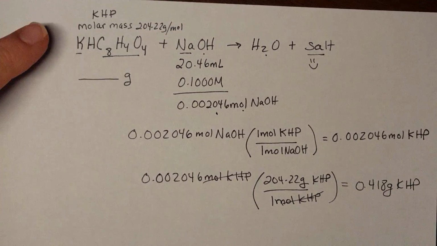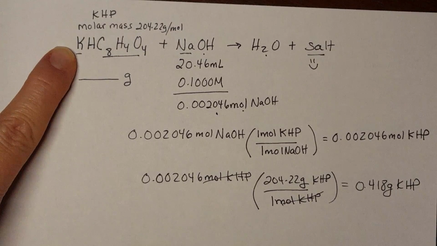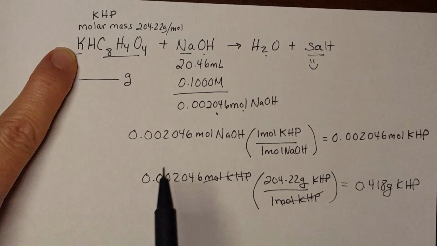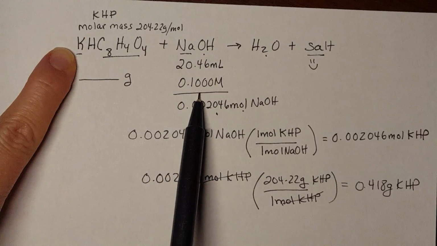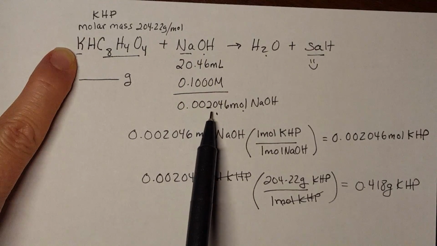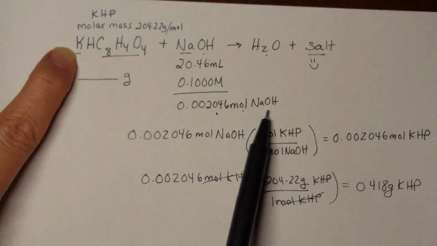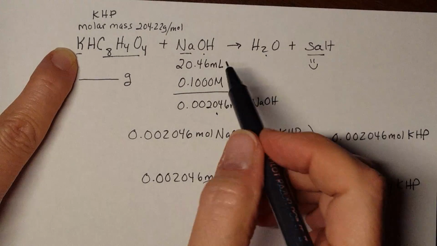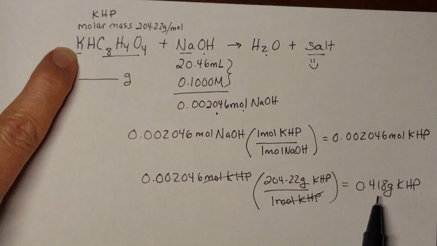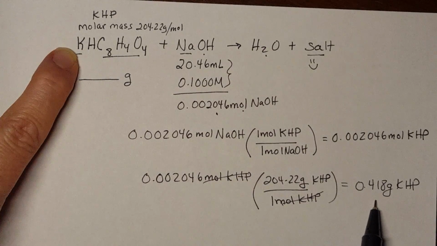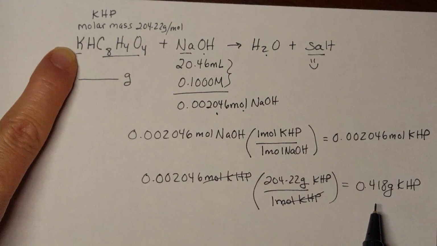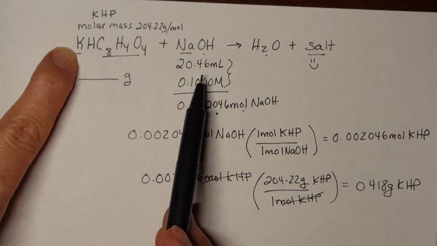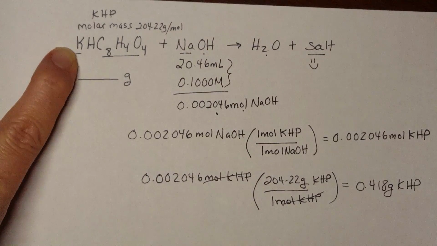So if I go in the stockroom and I grab the container of this, it's a solid salt. If I had 20.46 milliliters sodium hydroxide at 0.100 molar, that means I have 0.002046 moles of sodium hydroxide that I'm trying to neutralize in this sample. And I would need 0.418 grams of KHP. And you can visualize how much that might be based on the labs we've done. It's not a lot of KHP to neutralize that sodium hydroxide sample we have.